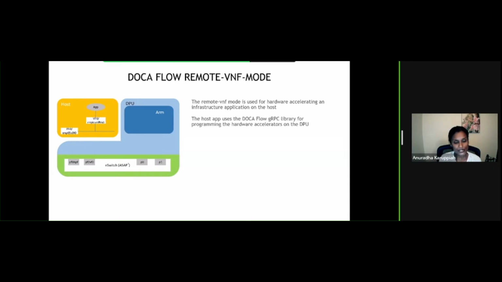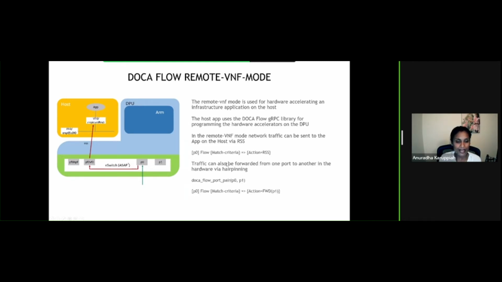The host application uses the Dockerflow gRPC library for programming the flows and the flow pipelines. And in this mode, you can send control traffic to the host application. In the PNF mode, we saw that the traffic was going to the application running on the ARM system. But in this case, the application was running on the x86 server, and you can still send the control traffic to it using hardware RSS. And you can forward traffic from one port to another using hairpin forwarding.